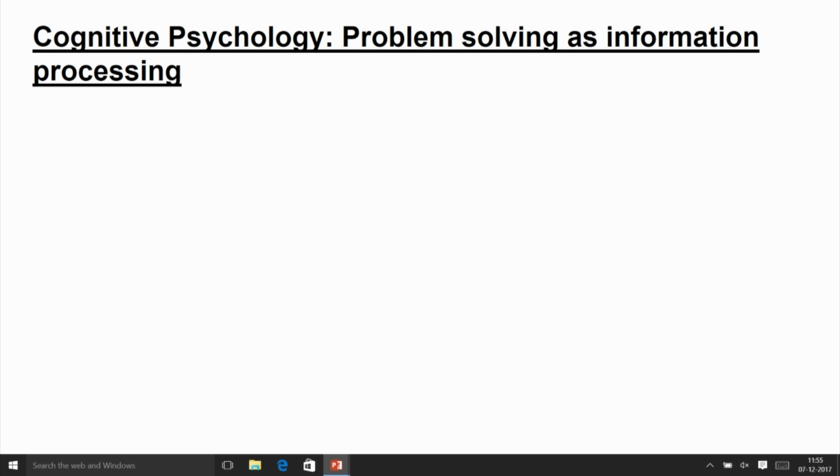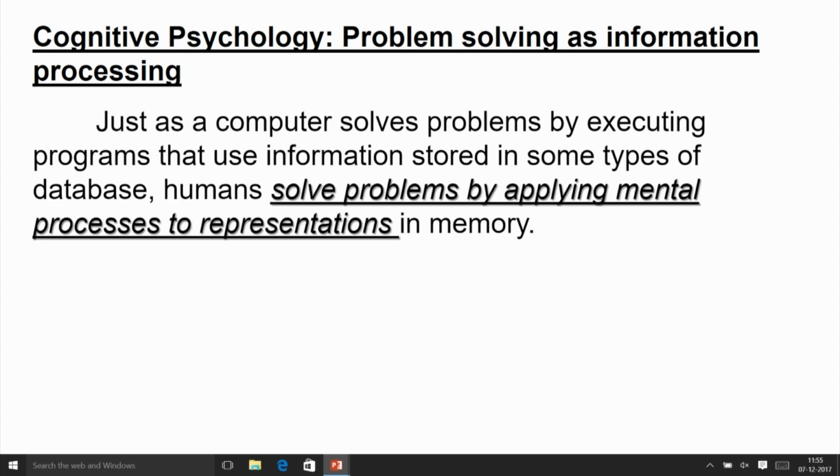Now, cognitive psychology also suggests solutions to problems. So, cognitive psychology is also a way of solving problems, and what is the suggestion here? Just as a computer solves a problem by executing programs that use certain information stored in it, humans also solve problems by applying certain mental processes to representations. So, what does a computer do? A computer program takes in information in a certain way, arranges this information in a certain way, does certain kinds of processing or manipulations, and comes up with a solution.